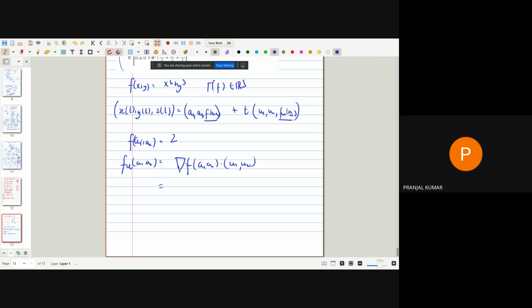So now you have to find the gradient: 3x square, 3y square. At (A1, A2) it would be (3, 3), dot product with (1 by square root 2, 1 by square root 2). So 3 by square root 2 plus 3 by square root 2, which is 3 square root 2, right?